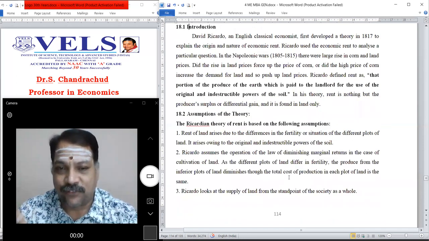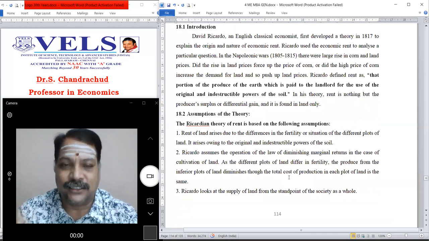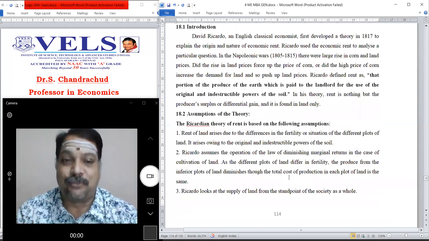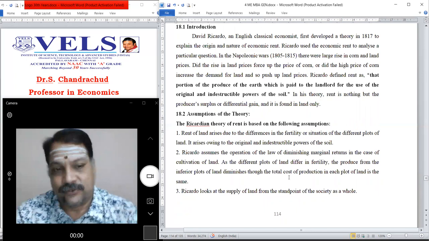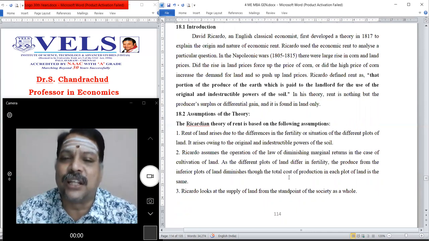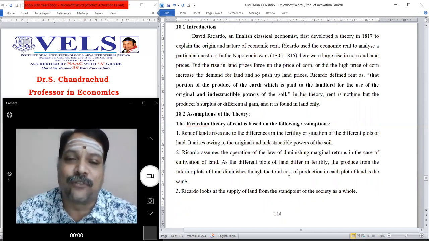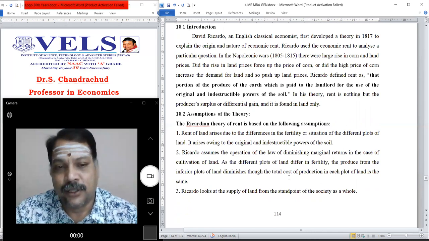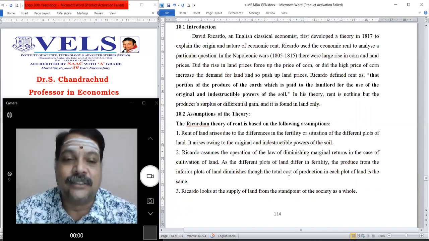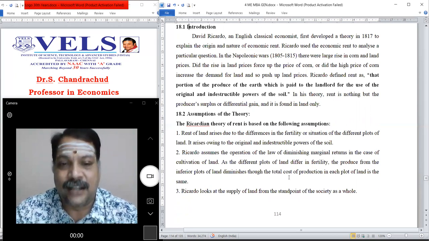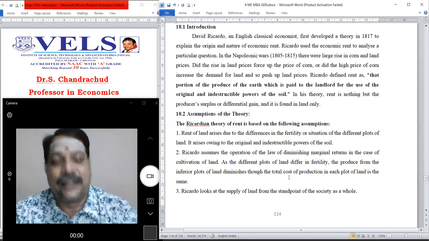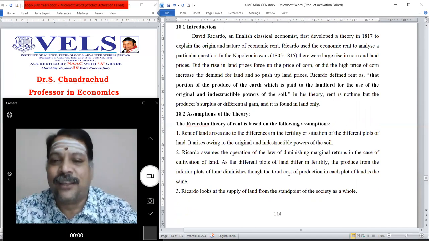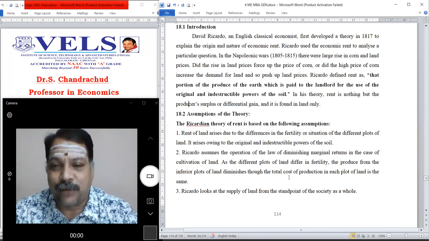Ricardo has defined the term rent as that portion of the produce of the earth which is paid to the landlord for the use of the original and indestructible power of the soil. In his theory, rent is nothing but the producer's surplus or differential gain, and it is found in land only. He has given a number of assumptions. We will see one by one.